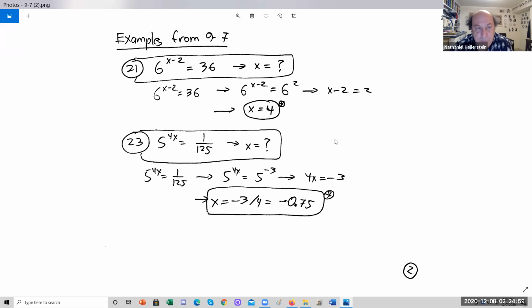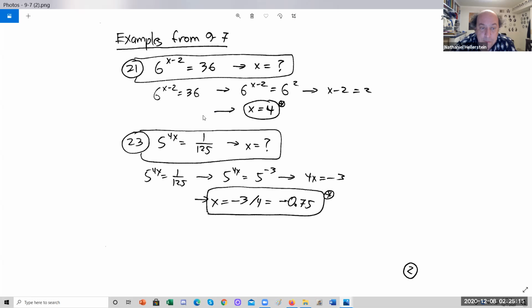All right, here we go. A bunch of examples. 6 to the x minus 2 equals 36 for what x? Well, 36 is 6 to the second power. So therefore, dropping the bases, x minus 2 is 2, so x is 4.